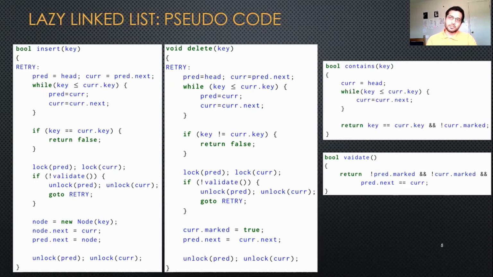Similarly, contains also does the synchronization-free search. Once it reaches the node which contains the key, if the node is not marked, it will return true, otherwise it returns false. So this was an overview of the simple lazy list data structure which Mr. Concurrent Programmer has developed. I'm using Mr. Concurrent Programmer as a reference, but this is a very popular and among the simplest data structures in the concurrent programming world.